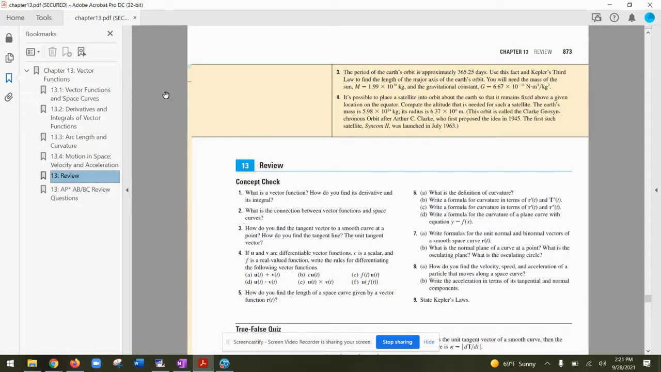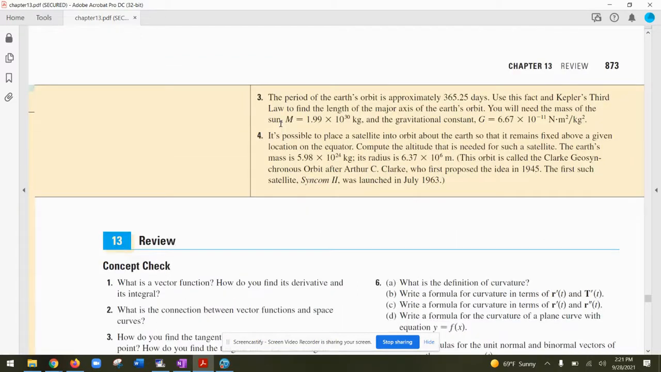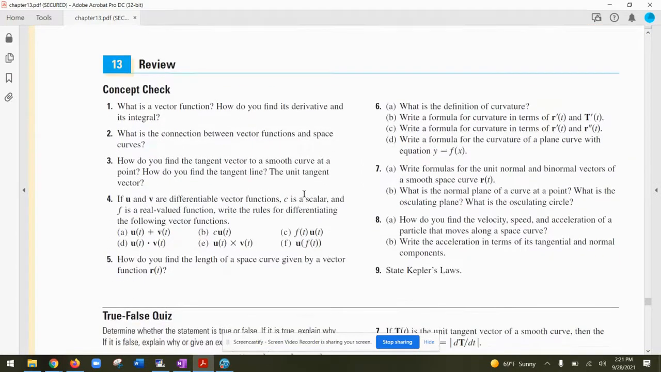How do you find the velocity, speed, and acceleration of a particle that moves along a space curve? All right, let's talk to Gretchen. How do you do 8A? Let's see. So given r(t), that's given. How do we find velocity, acceleration, and speed? For velocity, you just do the derivative. Good. So v of t equals r prime. And acceleration? Speed would be the magnitude of that. Yep, good. So speed, which we sometimes call ds/dt, is the magnitude of r prime of t.